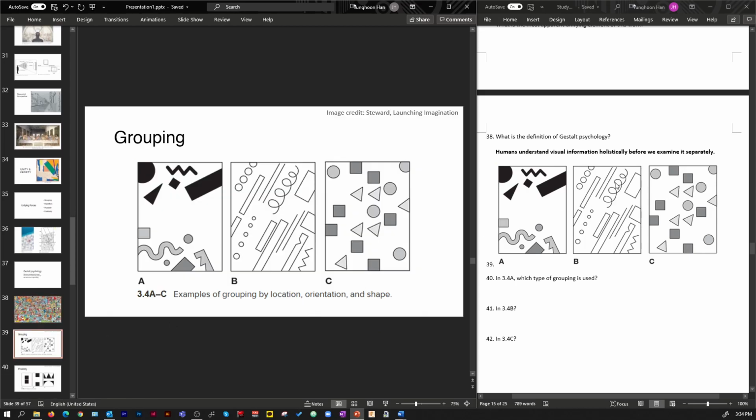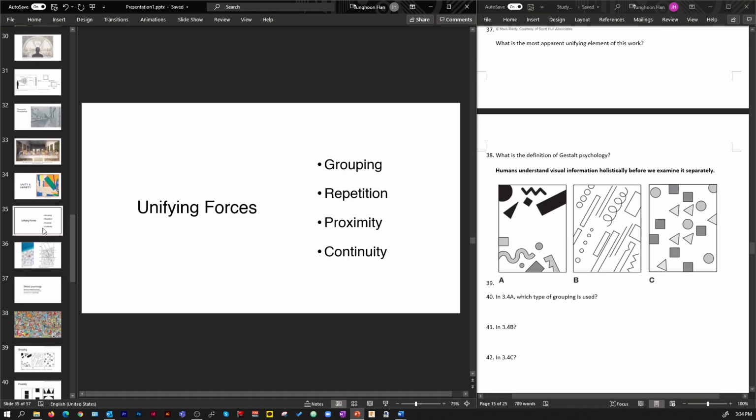Okay, so let's talk about the unifying force of grouping. In 4.3.a, which type of grouping is used? Even though these are a collection of different shapes, the unifying forces are grouping, repetition, proximity, and continuity. In this case, repetition is not shown here. Proximity, not that much. Continuity, there's no continuity here. So the only thing left is grouping.